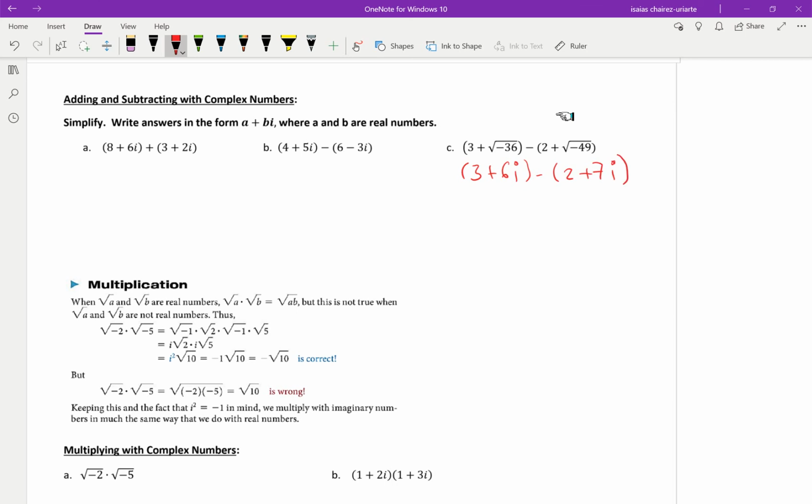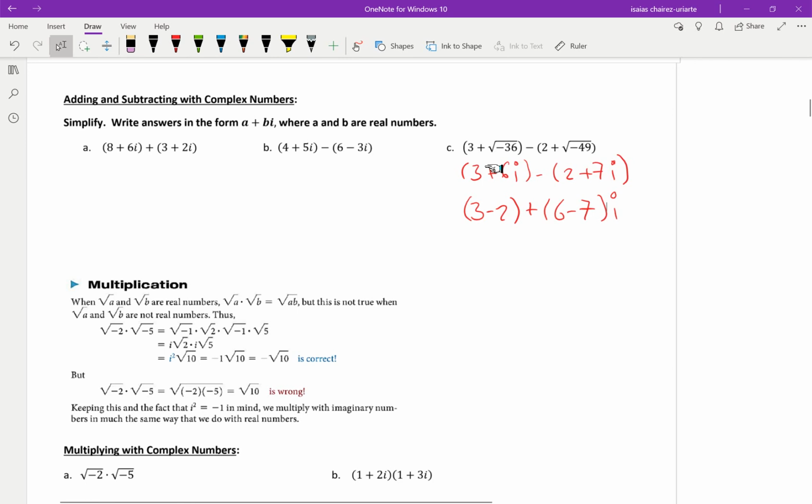So first of all, hopefully you agree here. I had to simplify the square root of negative 36. Turns out that if you simplify the square root of negative 36, it converts into 6i. Same thing for the square root of negative 49, that's just 7i. Okay, and now I can perform the difference. All I gotta do is real part minus real part and imaginary part minus imaginary part. Just be careful with the signs here though. So this is going to become 3 minus 2, and then plus 6 minus 7i.